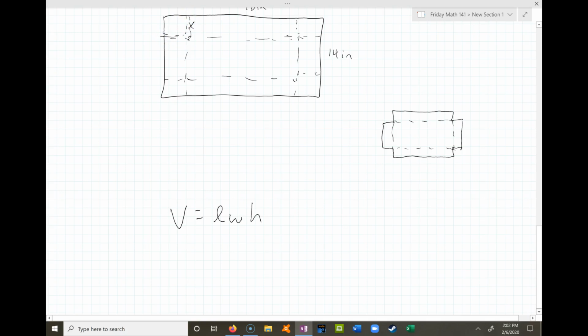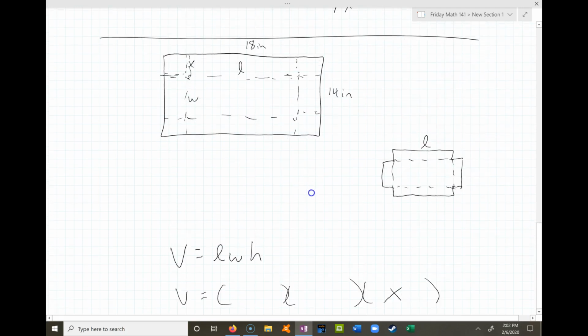So if you look at this for a little bit, you see that the flaps being folded up are going to be x inches tall. So x would be my height. So basically what I'm going to do is replace each one of these things with something involving x. And the height can just replace with x. Okay? Now the length would be this distance right here, or that distance right there. And the width we'll call this distance right here.